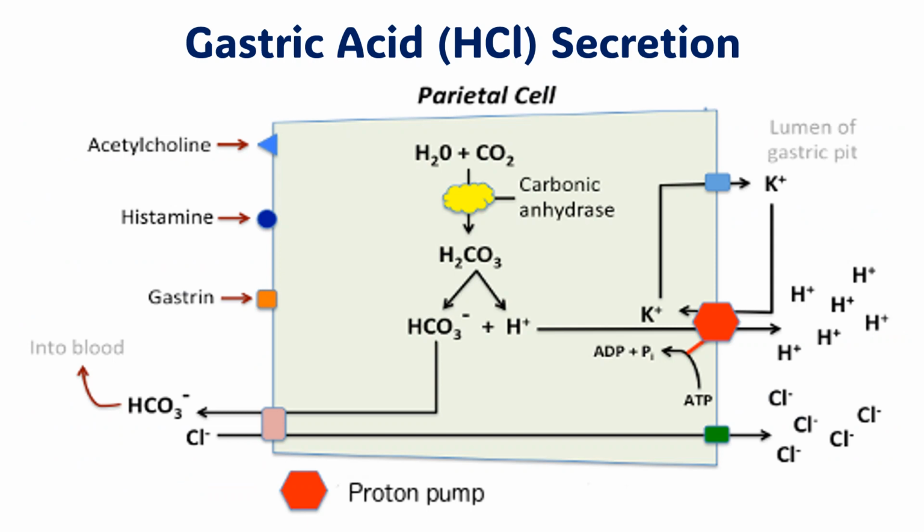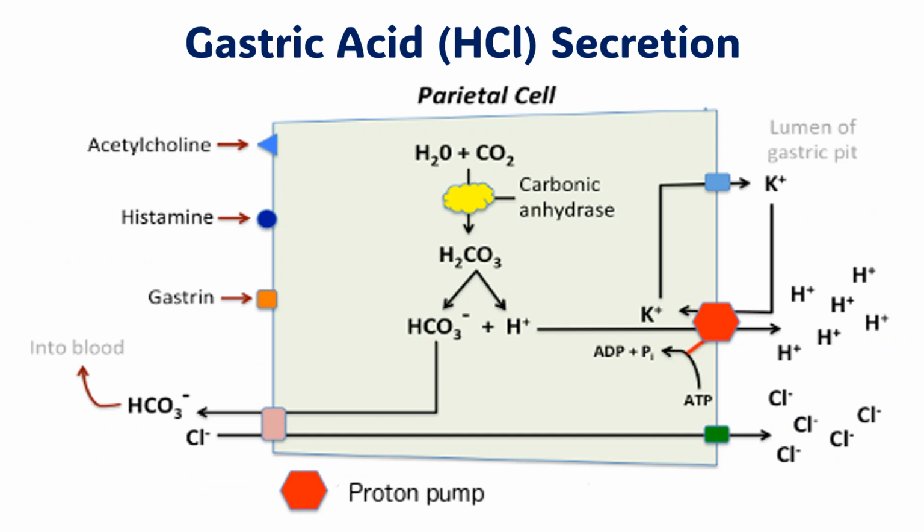This is the process of how it is going to happen. H2O and carbon dioxide come through the basolateral membrane into the cells. There we have carbonic anhydrase. This carbonic anhydrase combines H2O and CO2 and gives us H2CO3. This is going to dissociate into bicarbonate and H plus.